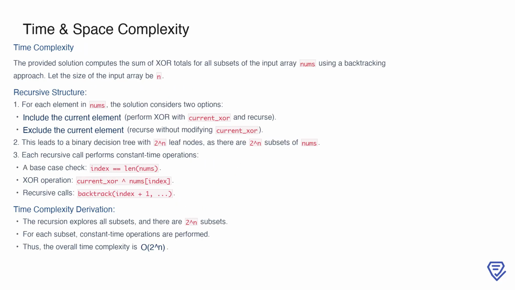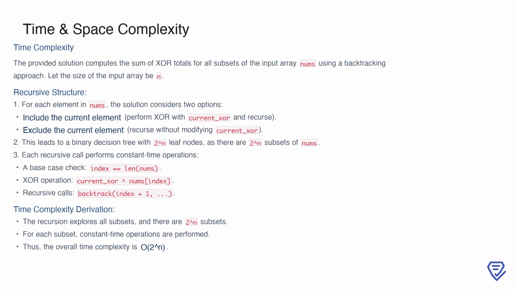Here, we're analyzing the time complexity of the solution, which employs a backtracking approach to compute the XOR totals for all subsets of the input array nums. The size of the array is denoted as n. The recursive structure of the solution involves making a binary decision at each element in nums: either include the current element by performing an XOR operation with current_XOR and recursing, or exclude it and recurse without modification.